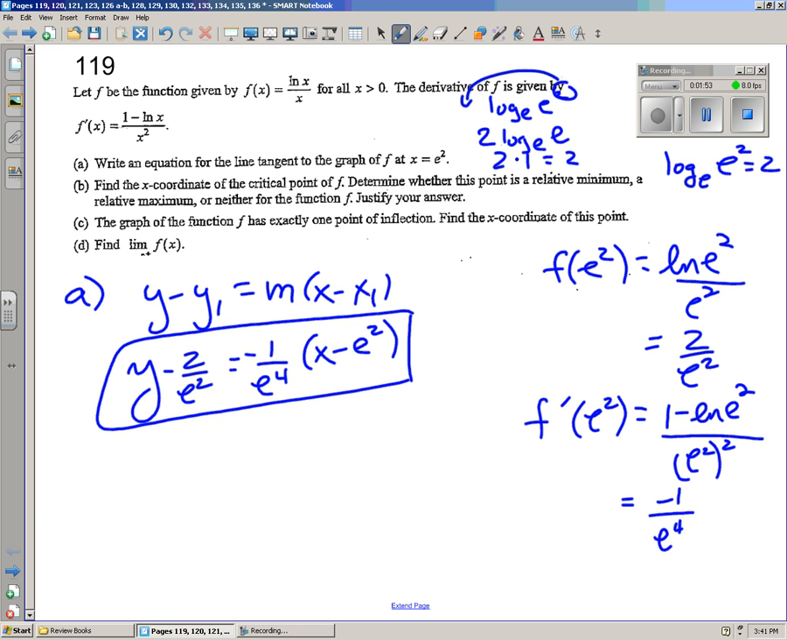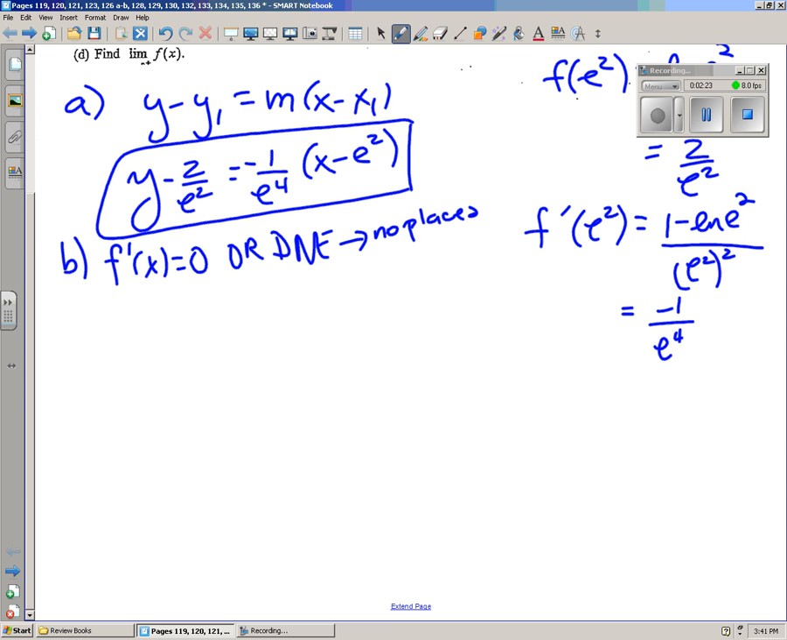Part B says find the x-coordinate of the critical point of f. Determine whether this point is a relative min, max, or neither for the function. Justify your answer. So part B, they gave us the derivative. Critical points are where the derivative equals 0 or does not exist. To take care of the does not exist part, the denominator is x squared. x squared is 0 when x is 0, but that's not in the domain. So there are no places where the derivative doesn't exist. So we're really just concerned about f prime of x being equal to 0. So the derivative was 1 minus ln of x over x squared equaling 0.